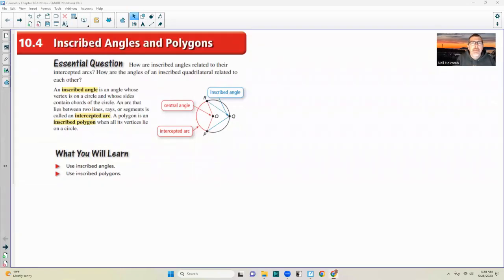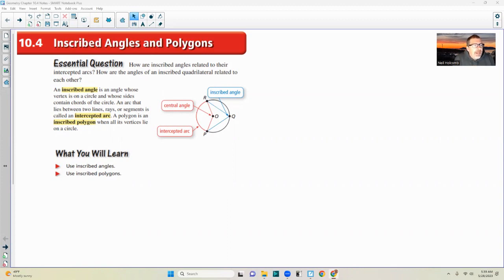Okay, this is chapter 10.4, Inscribed Angles and Polygons. So the essential question is, how are inscribed angles related to their intercepted arcs? How are the angles of an inscribed quadrilateral, a four-sided figure, related to each other?